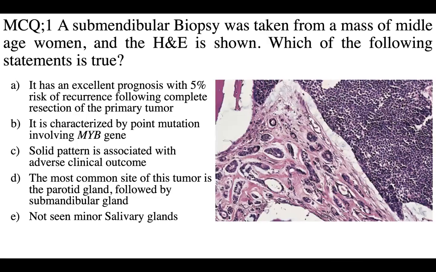Basically, this is the mixed variant of adenoid cystic carcinoma. In this scenario, the answer is C, because the solid pattern is associated with adverse clinical outcome. A, we have already discussed, is not an excellent prognosis. B, it is a translocation, not a point mutation.